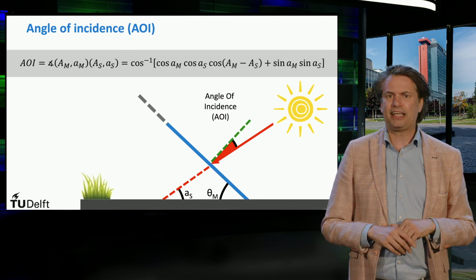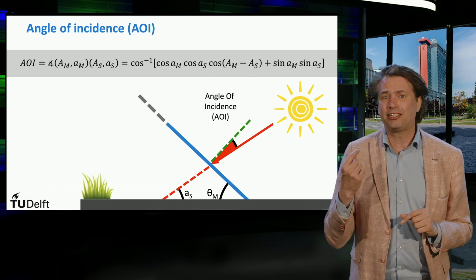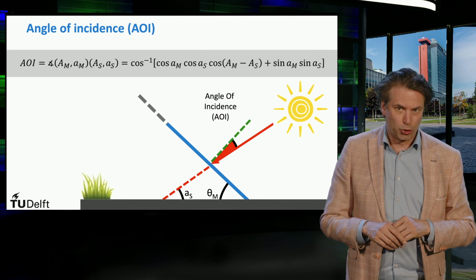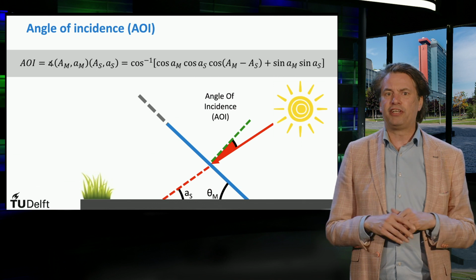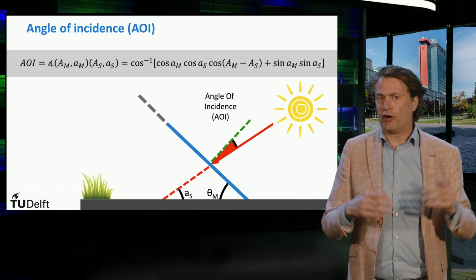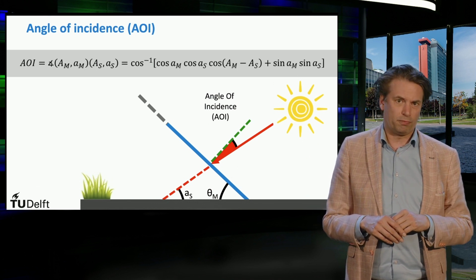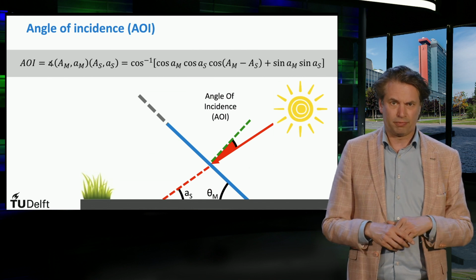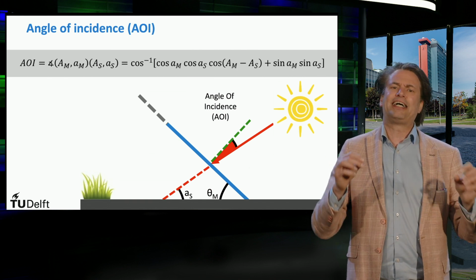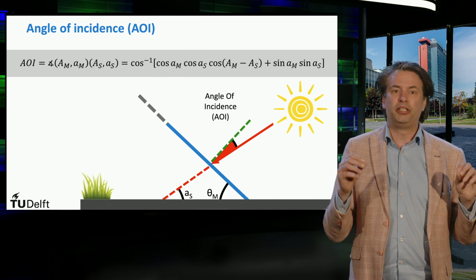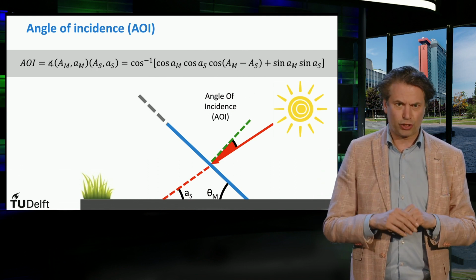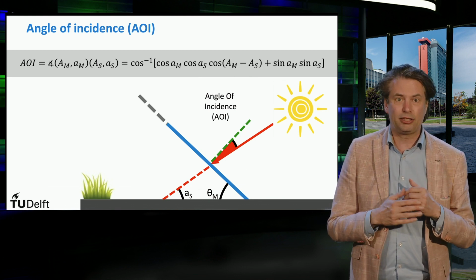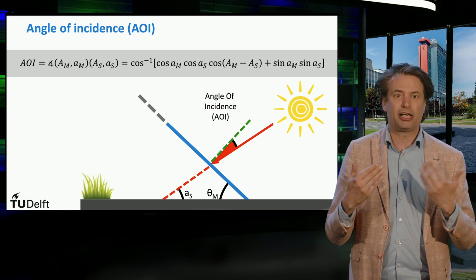You can see that it is only a function of the azimuth and the altitude of the module normal and the sun position. The derivation of this equation can be found in, for instance, the solar energy book from the Delft University of Technology. It is important to realize that this drawing is in two dimensions. This means that the angle of incidence highlighted in red is true only in case the azimuth of the module corresponds to the azimuth of the sun.